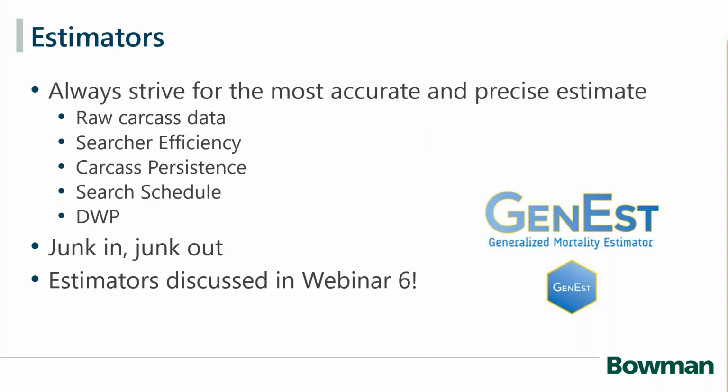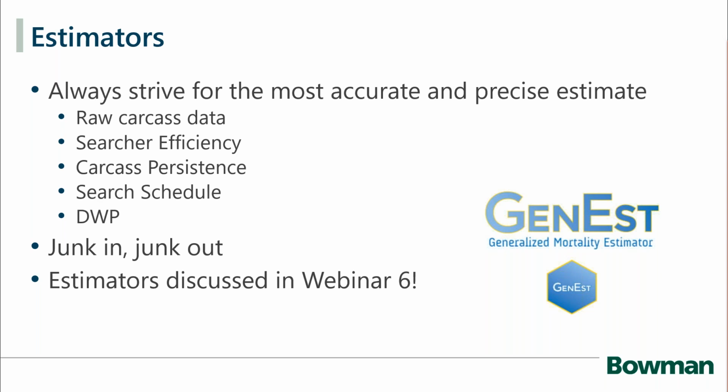Well, I don't have time to go into too much detail on estimators. I do want to highlight a few items when choosing which to use. You should always be striving for the most accurate and precise estimate possible. And the types of data that you'll need include the raw carcass data, searcher efficiency and carcass persistence trials, search schedule, and your density weighted proportions for each turbine.